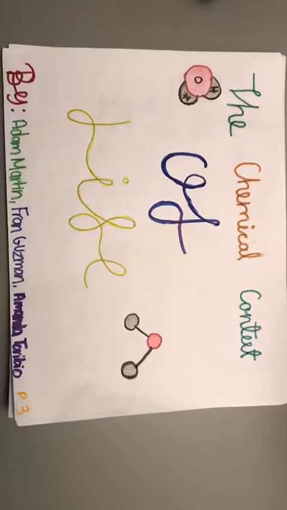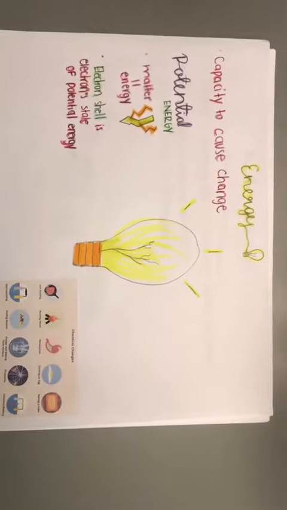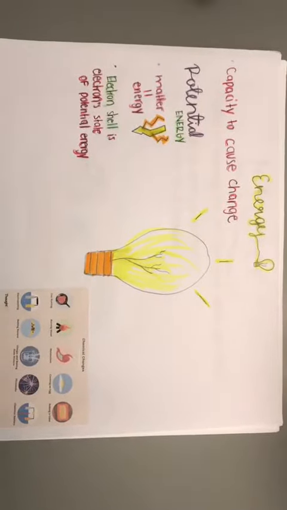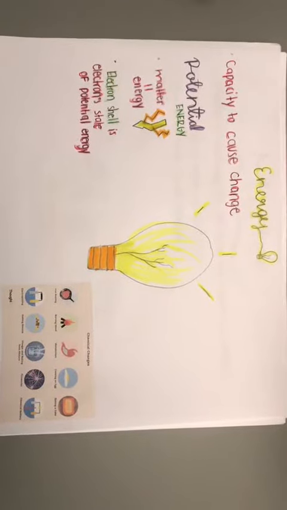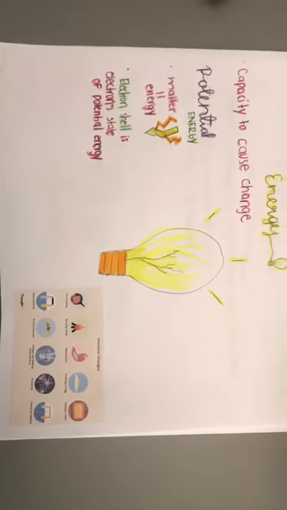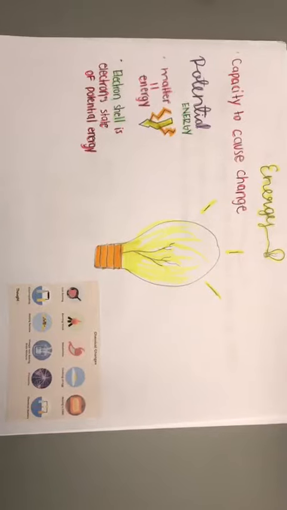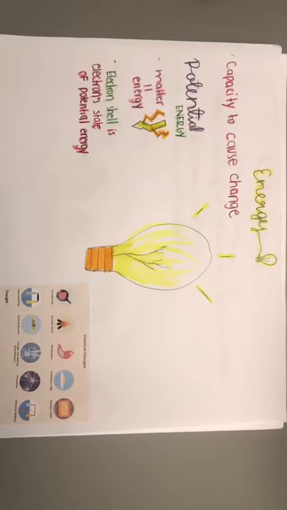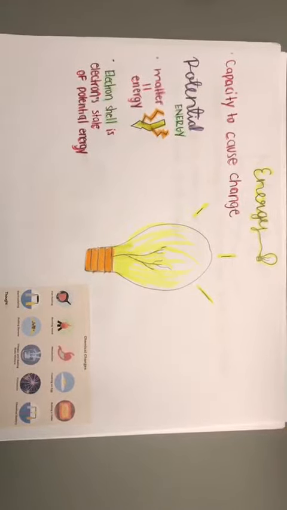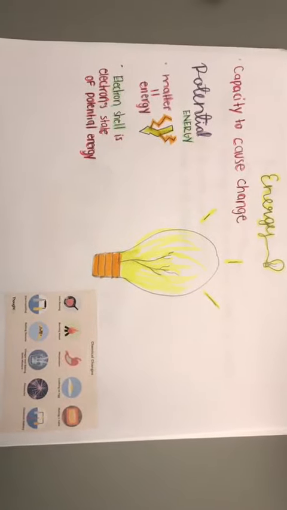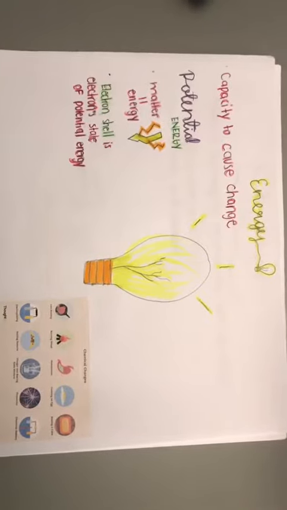The chemical content of life. First off, we have energy. Energy is the capacity to cause change. There are multiple types of energy. We have potential energy, and this type of energy is stored till it needs to be used. The electron shell is an electron's state of potential energy.